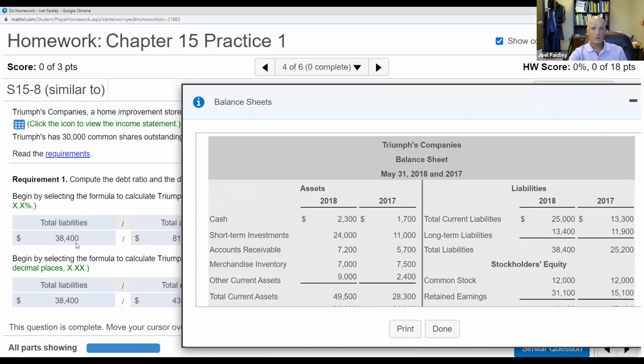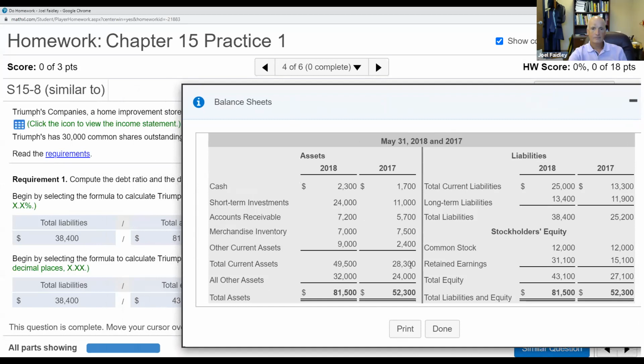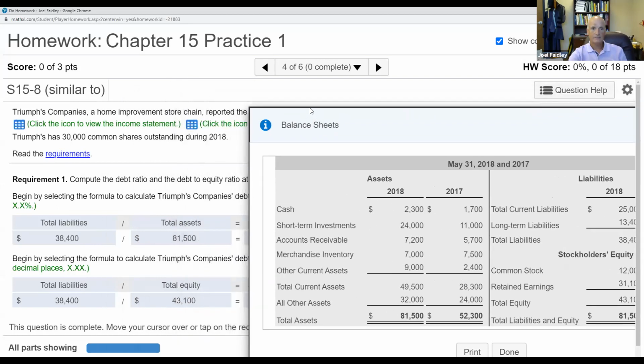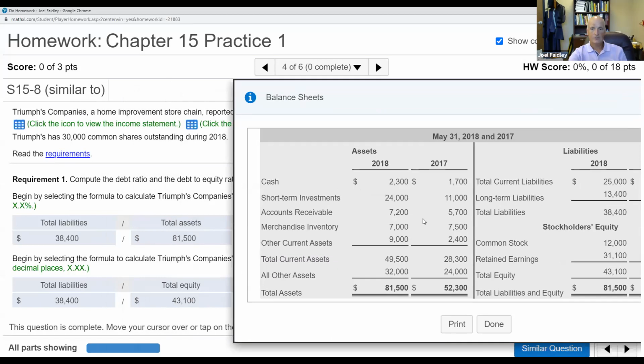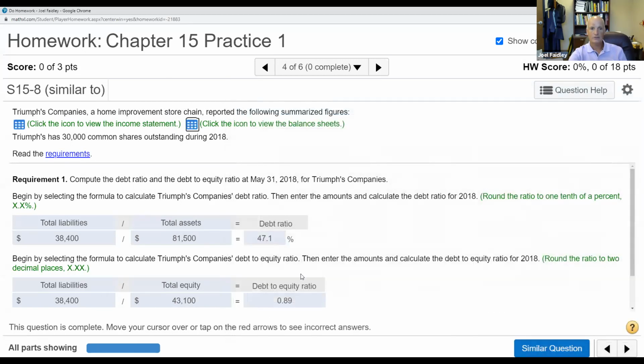$38,400 for total liabilities. There it is for 2018. And then my total assets, there's my $81,500 for 2018. And then total equity for 2018, $43,100. You can see from that how to plug that in to get your percentages.